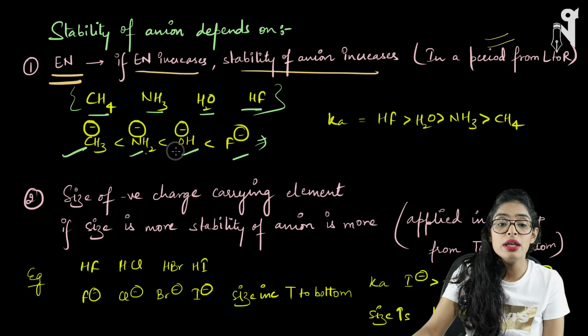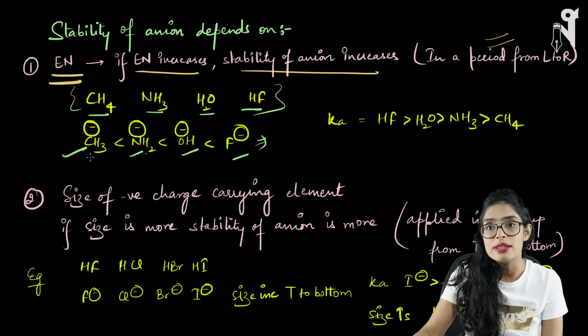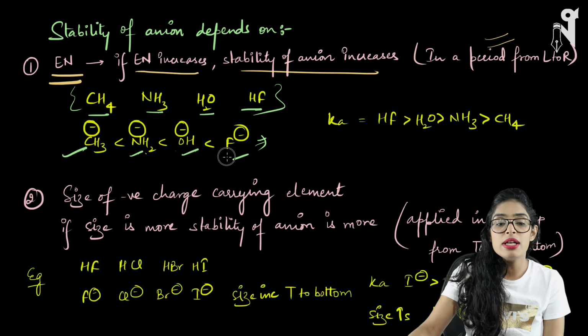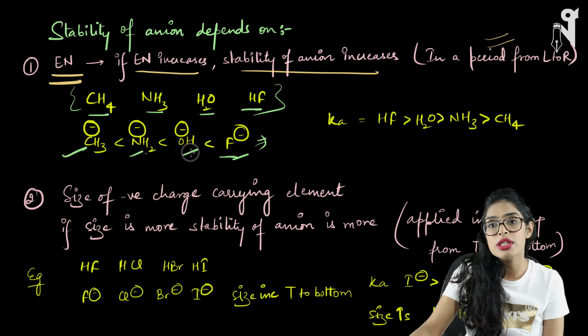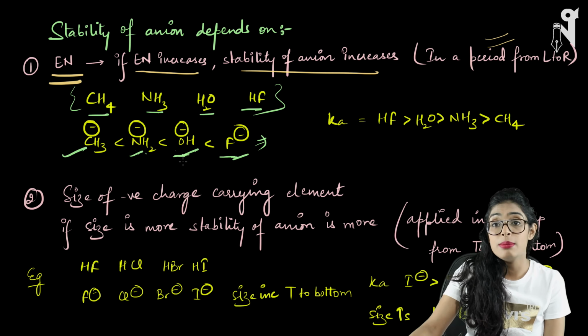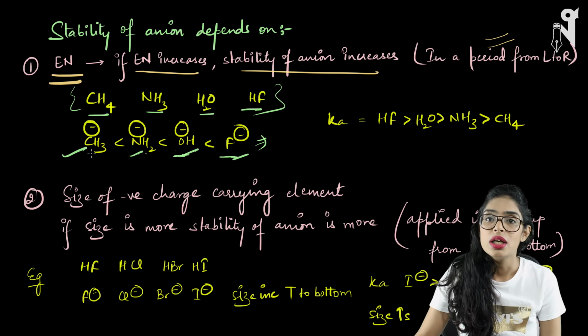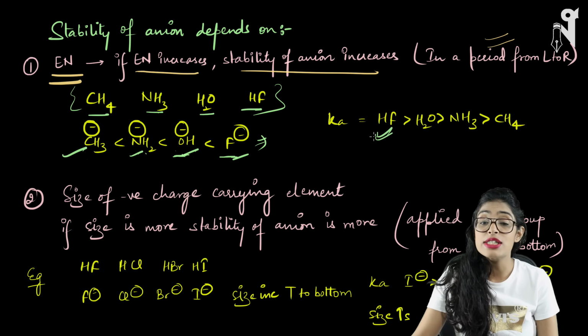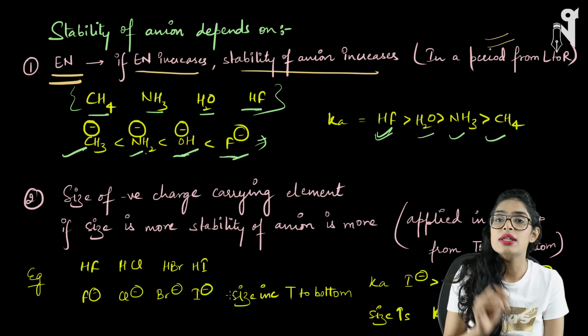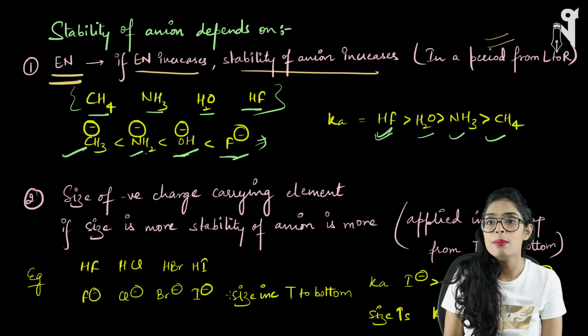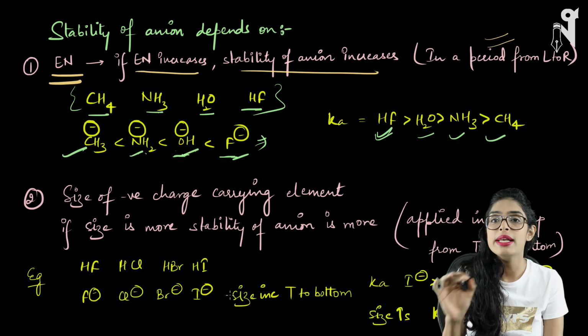So we are comparing F minus with O minus, N minus and C minus. F minus, being the most electronegative, is the most stable anion. Then O minus is a better stable conjugate base than NH2 minus and then CH3 minus. So if somebody asks how to compare the acidic strength, HF is going to be the most acidic, then H2O, then NH3, and then CH4. That's how we relate acidic strength when the negative charge is carried by atoms in the same period of the periodic table. So we go by electronegativity.